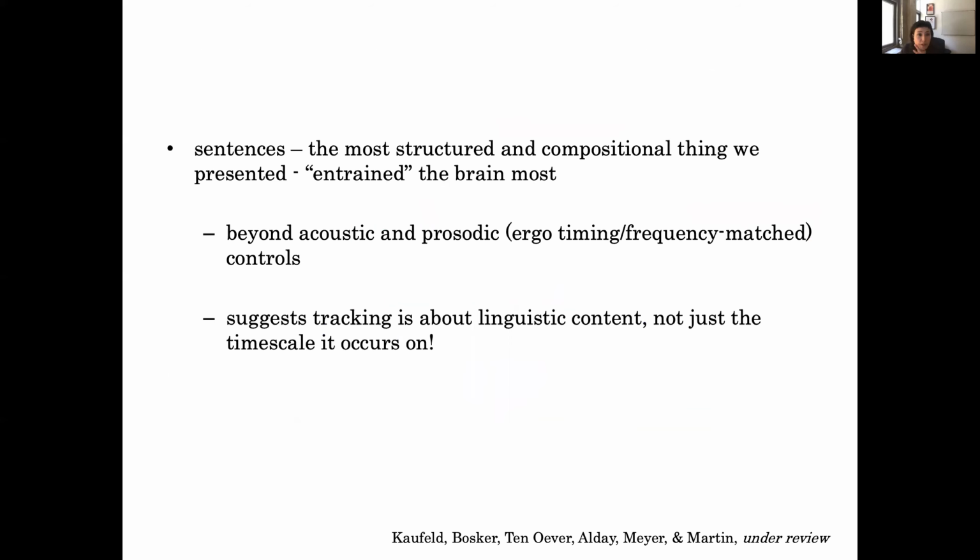All right, so the takeaway from that is that the most structured and compositional thing we presented, the sentence, was most attractive or entraining to the brain. And we can now say that that tracking goes beyond acoustic and prosodic controls, right? And again, it suggests that tracking is really based on linguistic content and not just the timescale it occurs on.